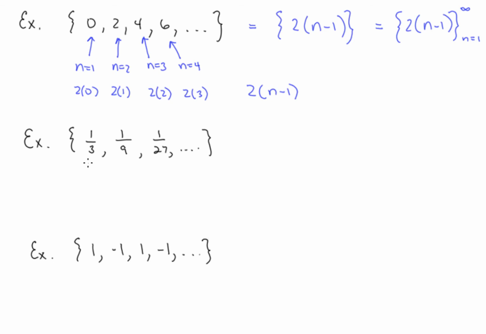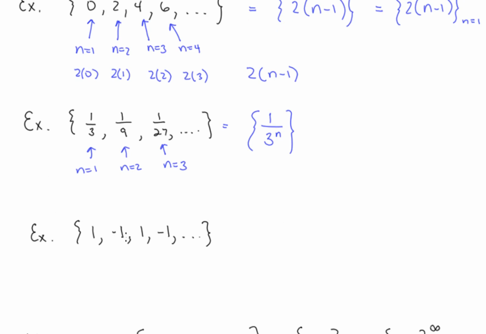Now let's take a look at what we have for the second sequence. Here we have n equals 1, here n equals 2, here n equals 3. It looks like in each case we have 1 over 3 to the nth power. So this sequence we could write in set notation as just 1 over 3 to the n. And certainly if we wanted, we can put n equals 1 to infinity on this as well.